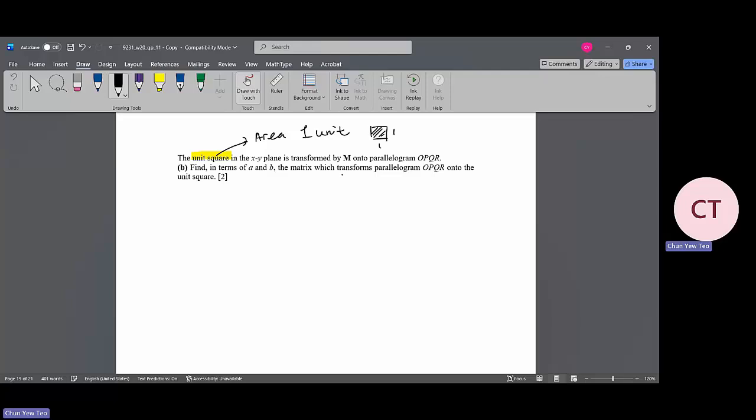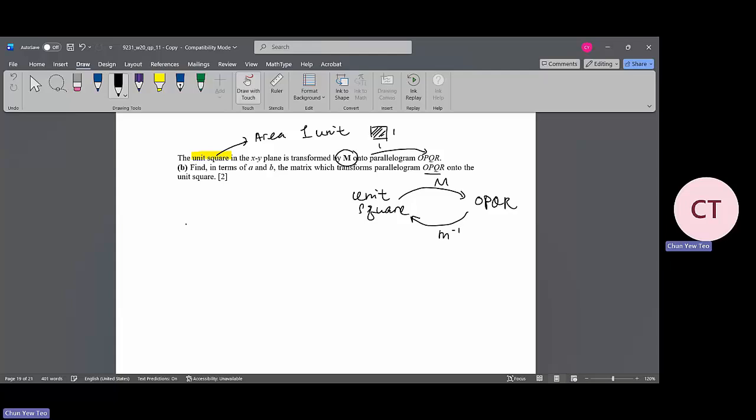So the area is 1. It is transformed by the matrix M onto the parallelogram OPQR. Find, in terms of A and B, the matrix which transforms the parallelogram OPQR onto the unit square. So this is the unit square, and if you transform to OPQR, you go through the matrix M. If you want to go from OPQR back to the unit square, you have to use M inverse.